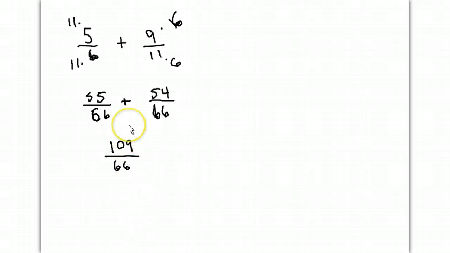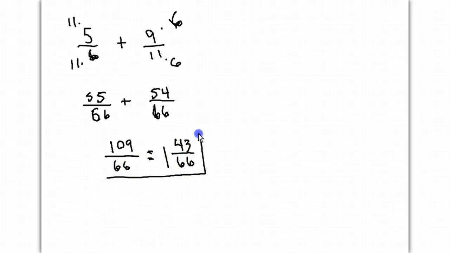You can also say, how many times will 66 go into 109? 66 will go into 109 one time. And you want to find out what's the remainder. Well, if you subtract 66 from 109, you get 43. So it's 1 and 43 over 66. So either one of these two answers would be right. The first one is called an improper fraction. The second one is called a mixed fraction.